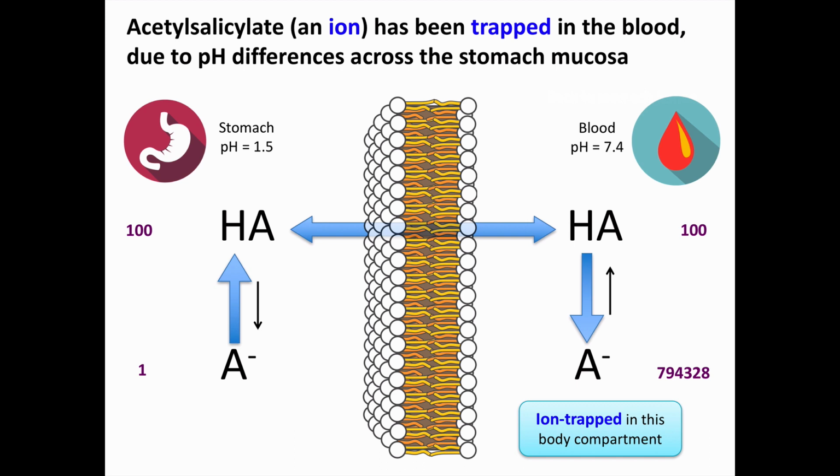But on the right side of the figure, in the blood at pH 7.4, that acid almost completely dissociates into H plus and A minus at a ratio approaching 10,000 to 1. The small purple numbers on the sides represent the relative amounts of A minus and HA that would occur at equilibrium. And from this we see that there are strong forces driving the aspirin from the acidic stomach lumen into the more alkaline blood, where the aspirin is trapped in its ionic form because it can't go back, hence ion trapping.